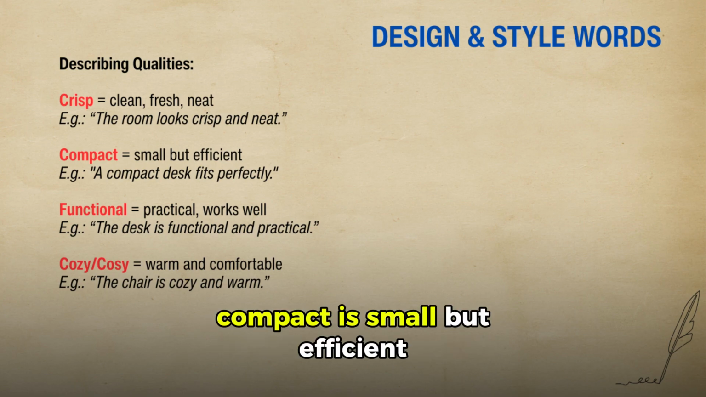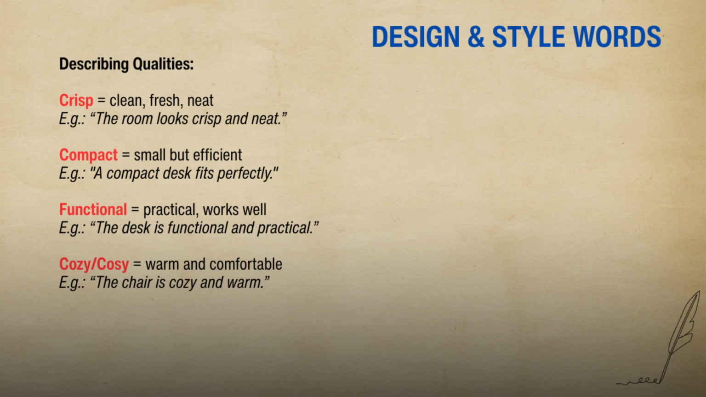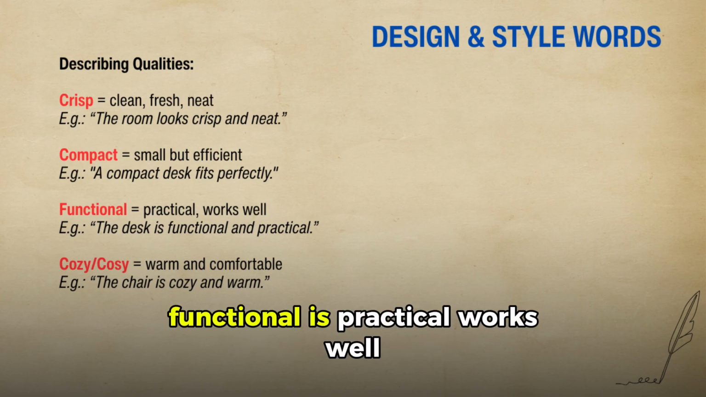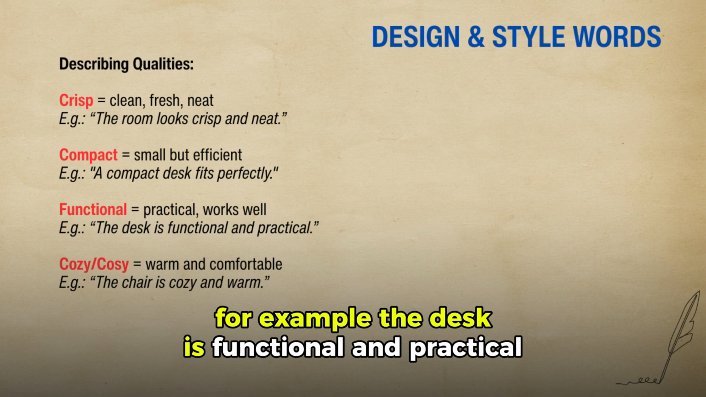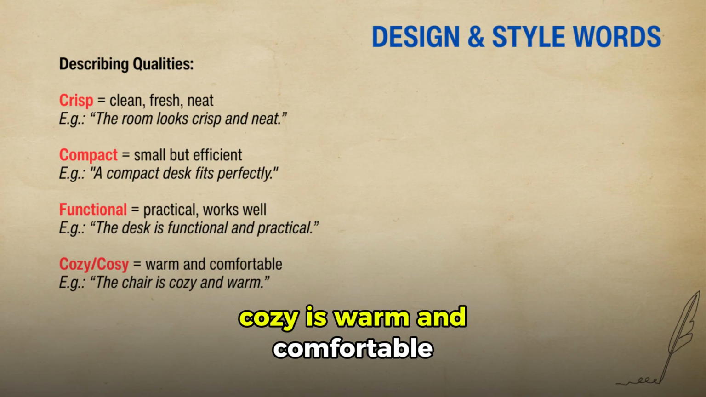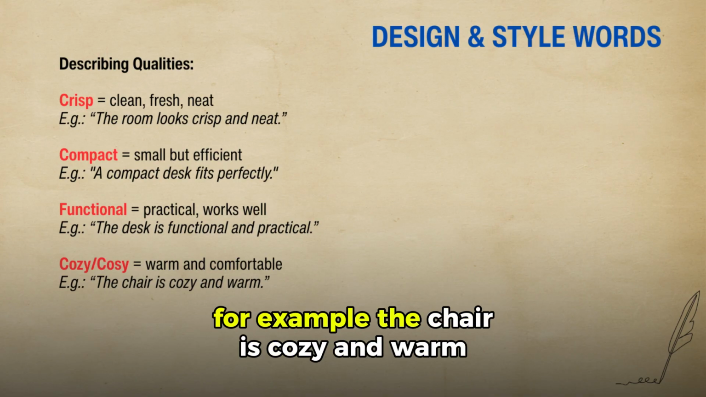Compact is small but efficient. For example, a compact desk fits perfectly. Functional is practical, works well. For example, the desk is functional and practical. Cozy is warm and comfortable. For example, the chair is cozy and warm.